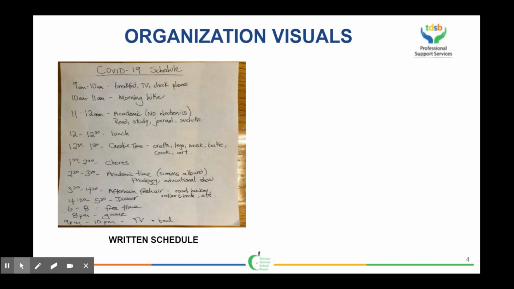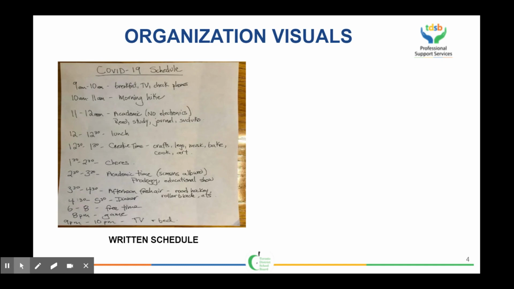Organizational visuals. Visual schedules help children and adults alike organize themselves, thereby helping to reduce anxiety as they prepare for their day. Changes from one activity to another, otherwise known as transitions, are also easily seen in schedules. In the first picture, you will see a simple written schedule of activities with associated times. This can help anyone keep moving through the required activities of the day.